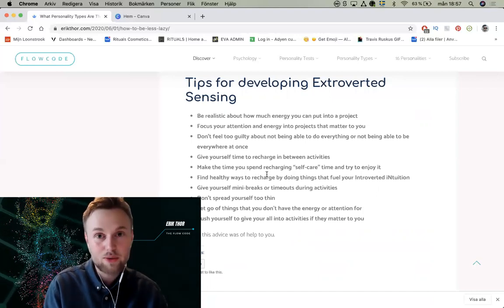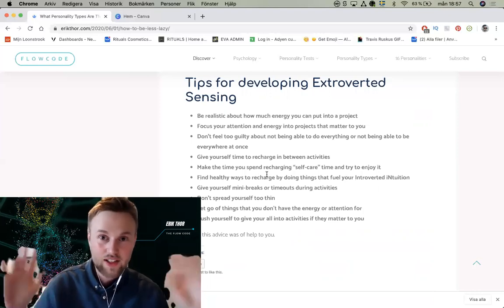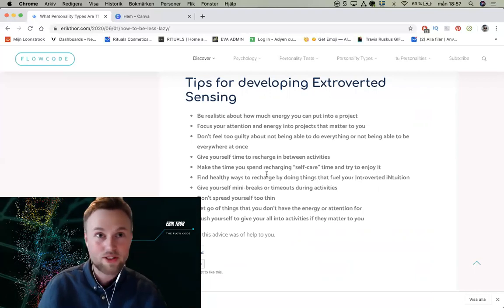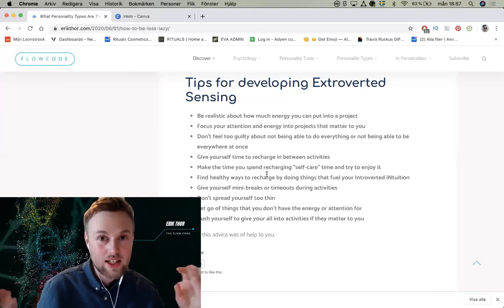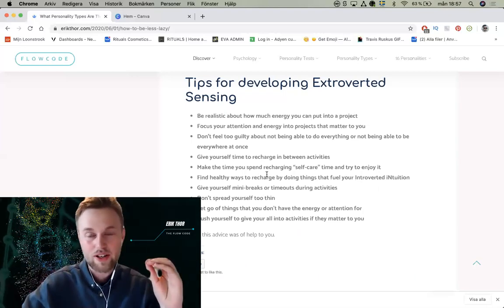This is the key reason why INTJs have less extroverted sensing than INFJs, because INFJs tend to spread themselves too thin because they overcommit and try to please everybody, while INTJs find it much easier to list and think about it logically. What do I need to do and when do I need to do it?